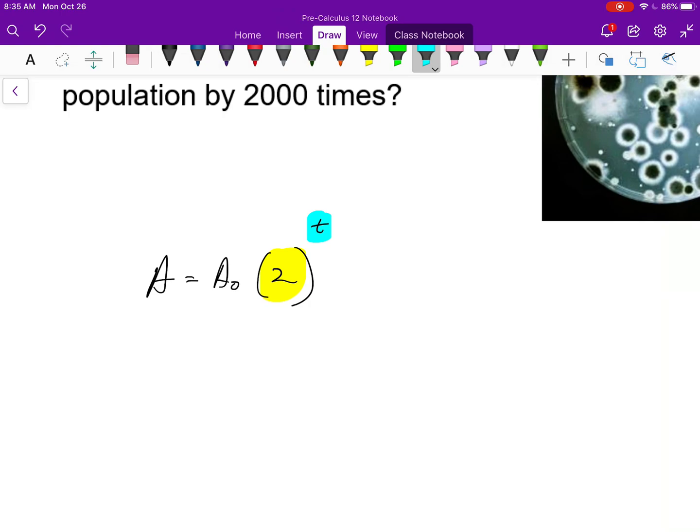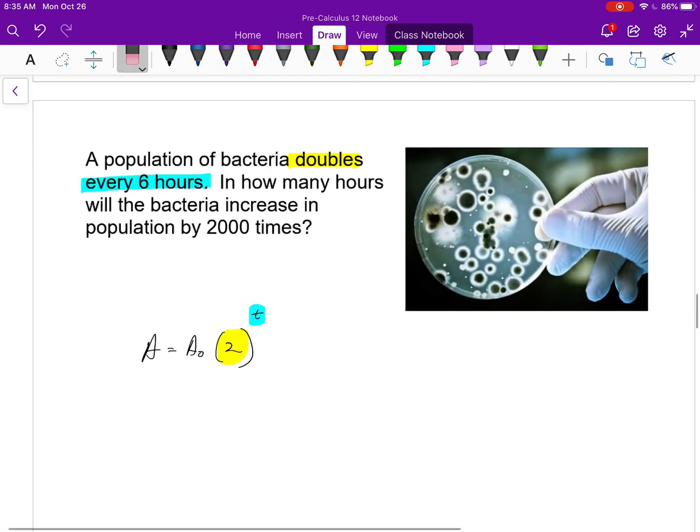I want it to double every 6 hours. So I want to slow this down. So I don't want this to be t. I want this to be t over 6. And we saw similar things in the first lesson from this chapter.